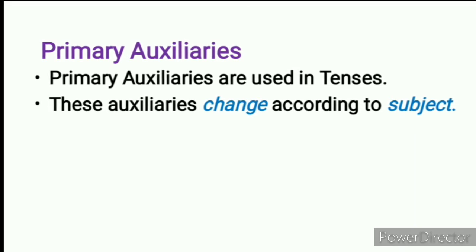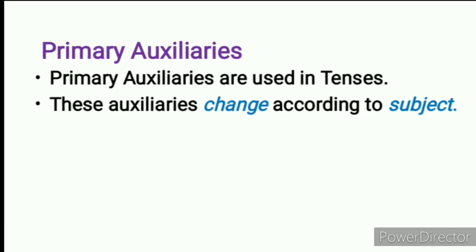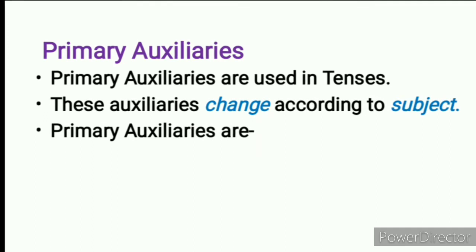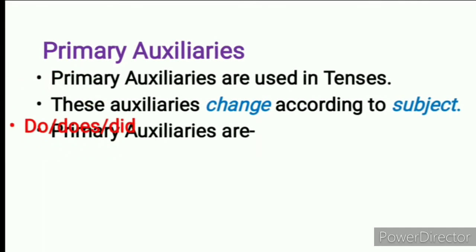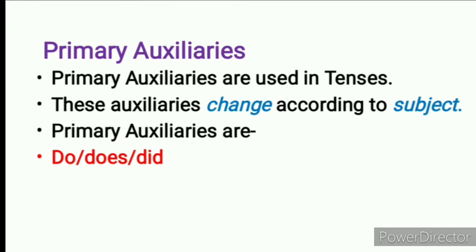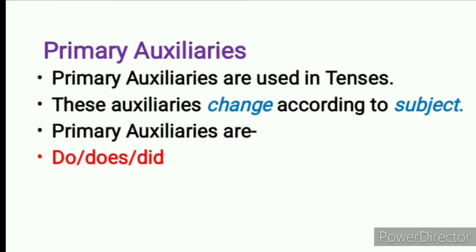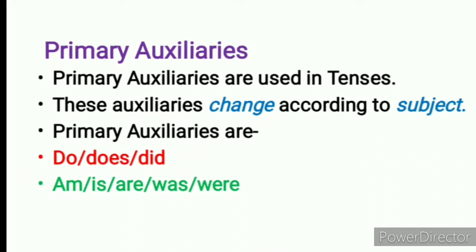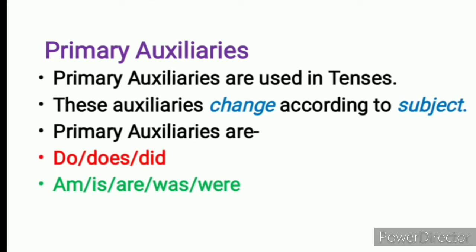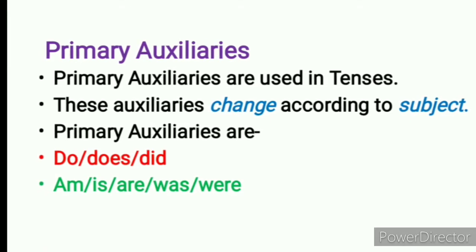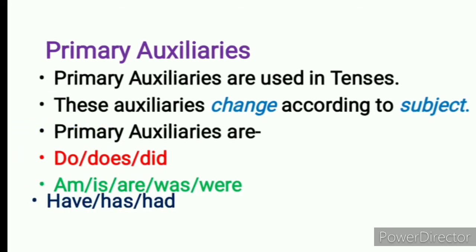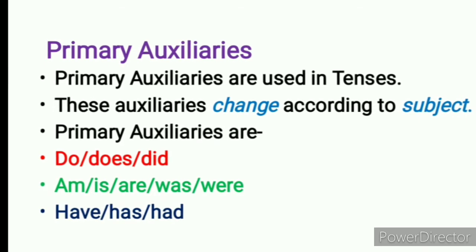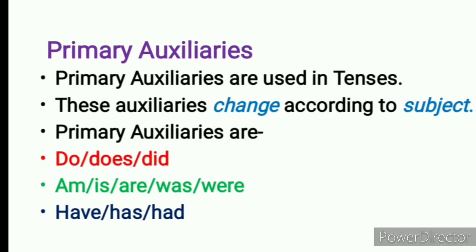If the subject is singular, we make use of singular auxiliary. If the subject is plural, we make use of plural auxiliary. The primary auxiliaries are, the first one, do, does, did. These auxiliaries are used in simple tenses. The second group is am, is, are, was, were, and these auxiliaries are used in continuous tenses or progressive tenses. The third group is have, has, had, and these auxiliaries are used in perfect tenses or perfect progressive tenses.